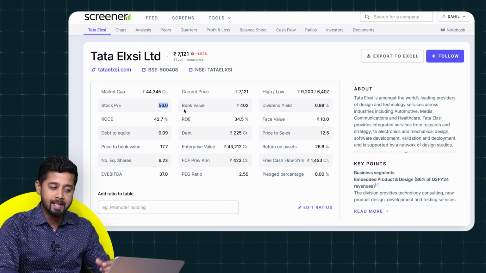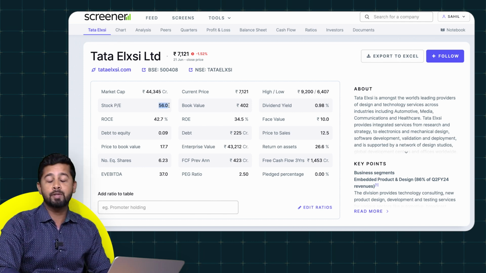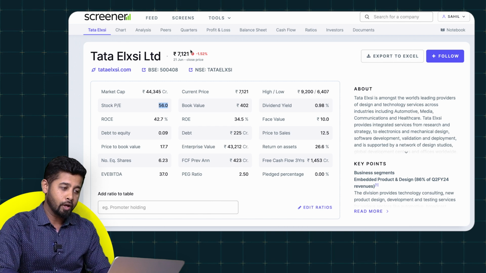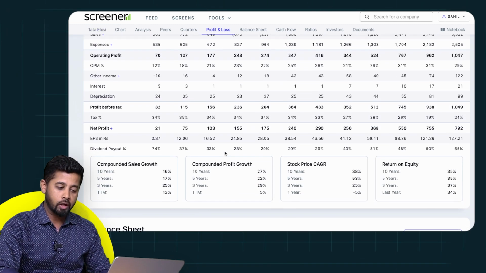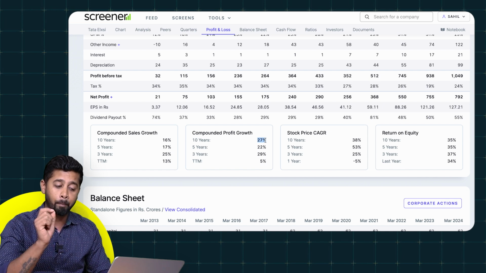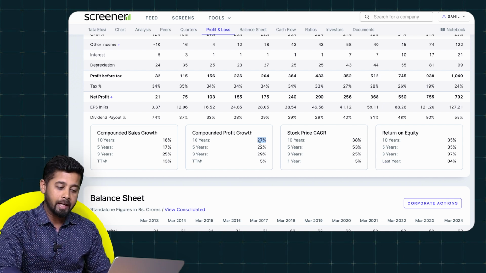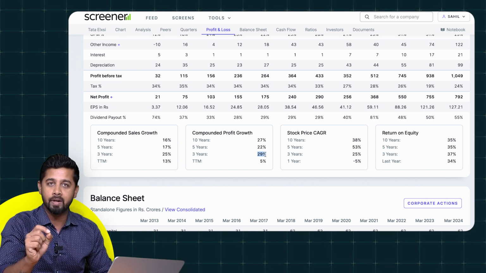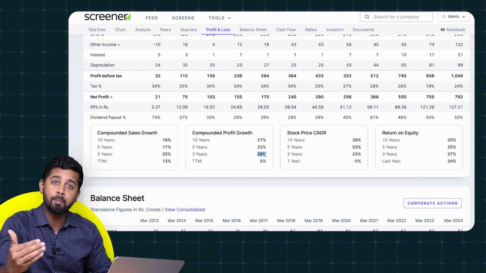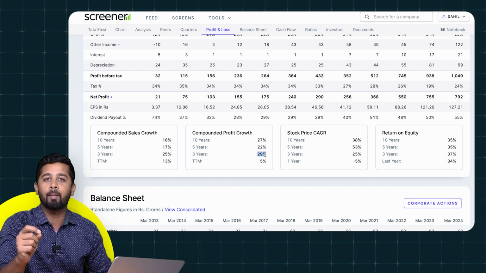As far as Tata Elxsi is concerned, its PE is 56. Now whether it is cheap or expensive, for that you need to look at the earning growth. So in 10 years, Tata Elxsi earnings have compounded at 27%. In 5 years, 22%, and in 3 years, it has compounded at 29%. Obviously, when the company is growing at 25 to 30% compounding, it will command a premium.